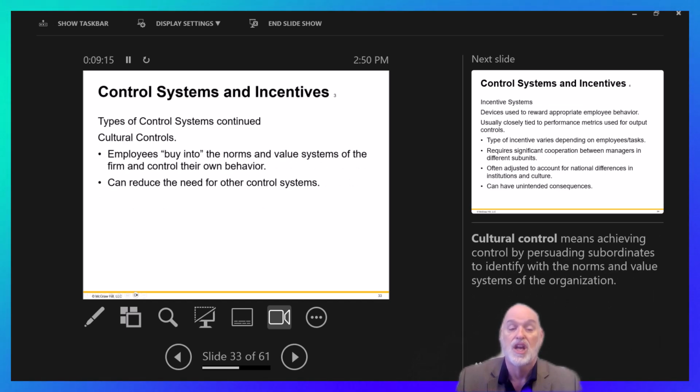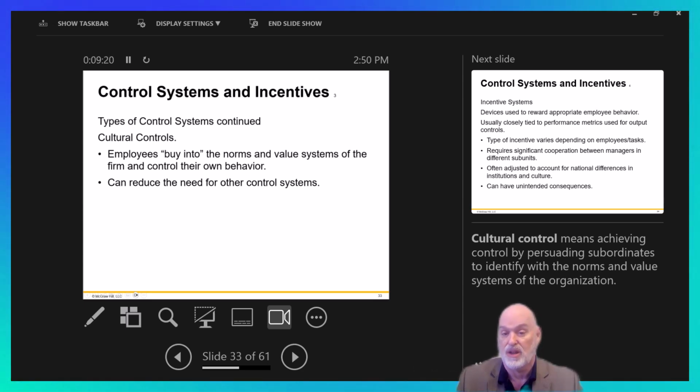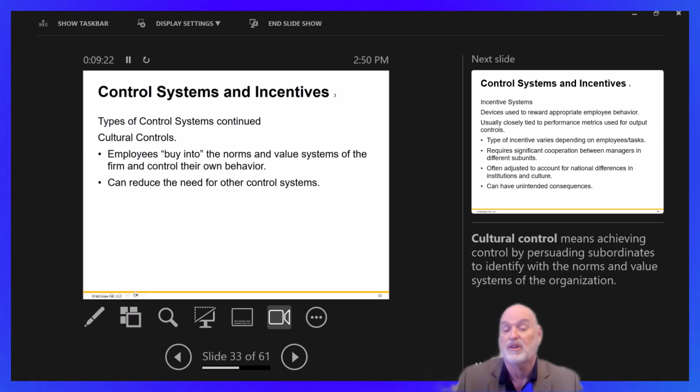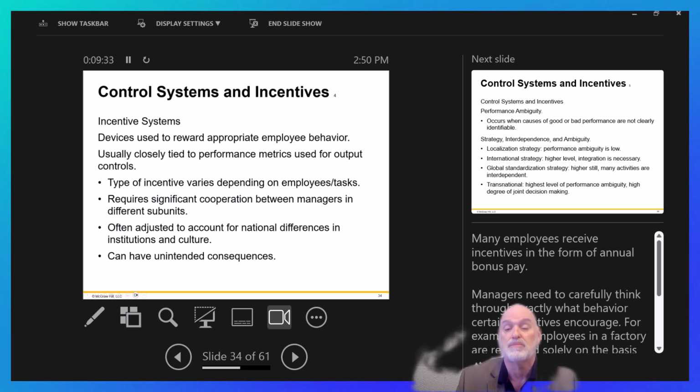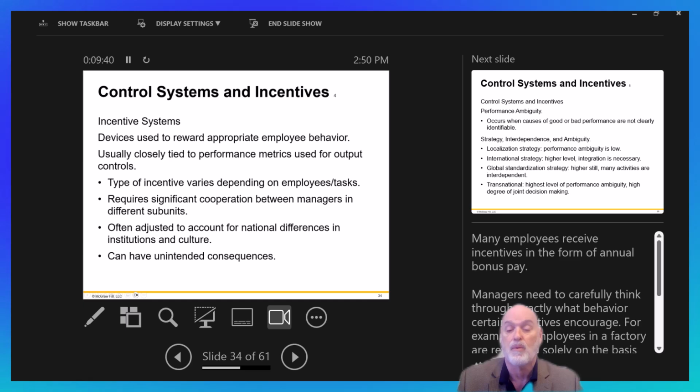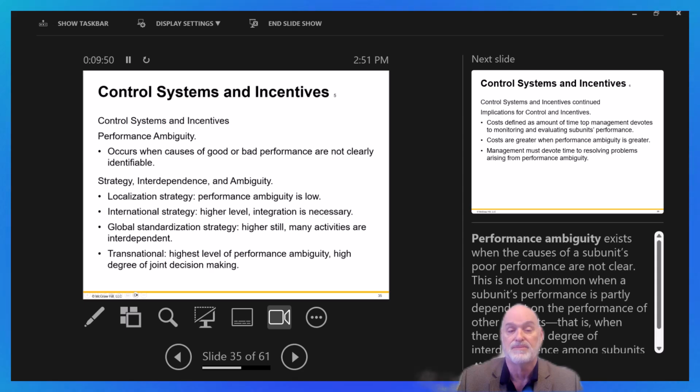Cultural controls. Employees buy into the norms and value systems of the firm and control their own behavior. It can reduce the need for other types of control systems. Incentive systems. Devices used to reward appropriate employee behavior, usually closely tied to performance metrics used for output controls. The type of incentive varies depending on employees and tasks. It requires significant cooperation between managers and different subunits, is often adjusted to account for national differences in institutions and culture, and it can also have unintended consequences.